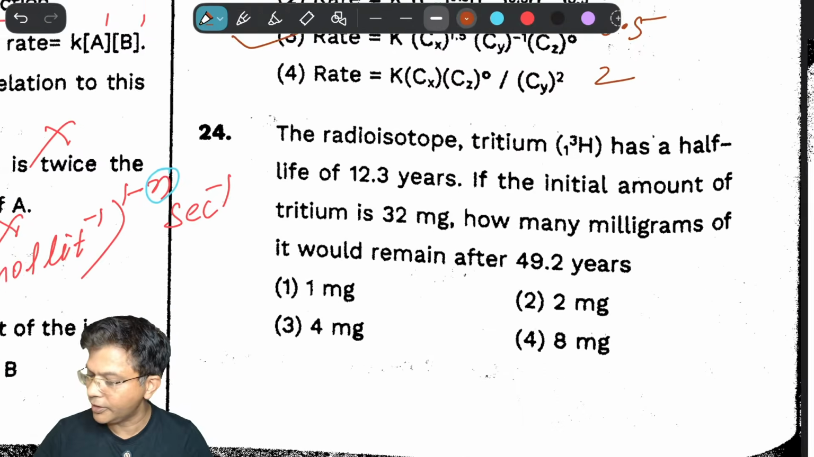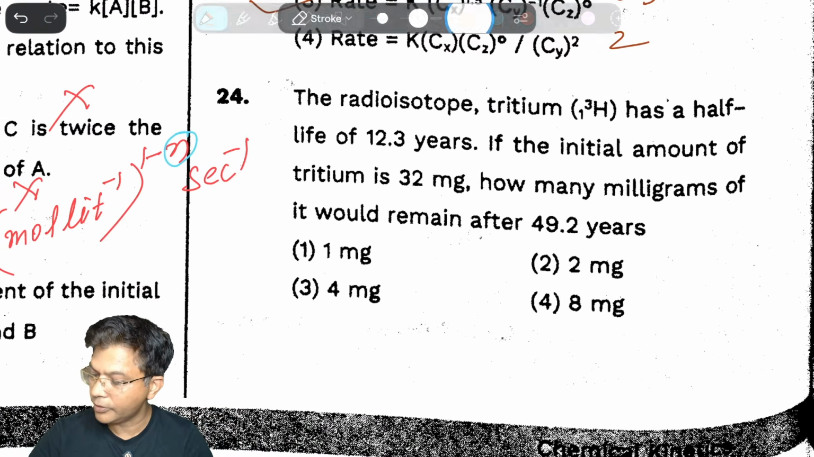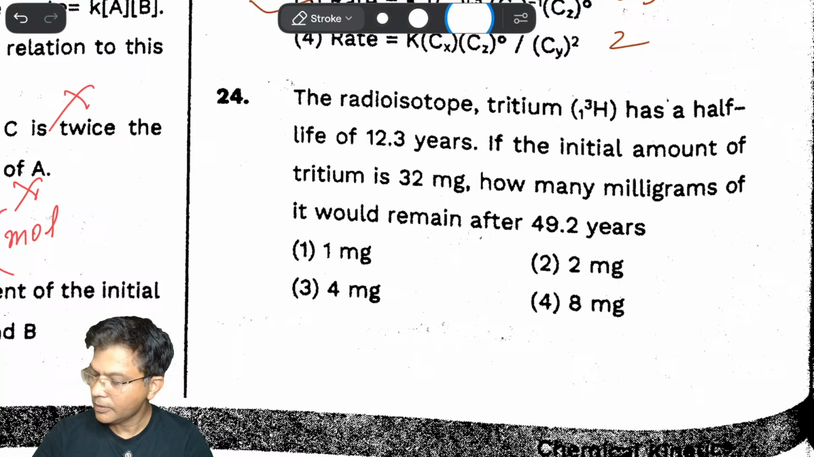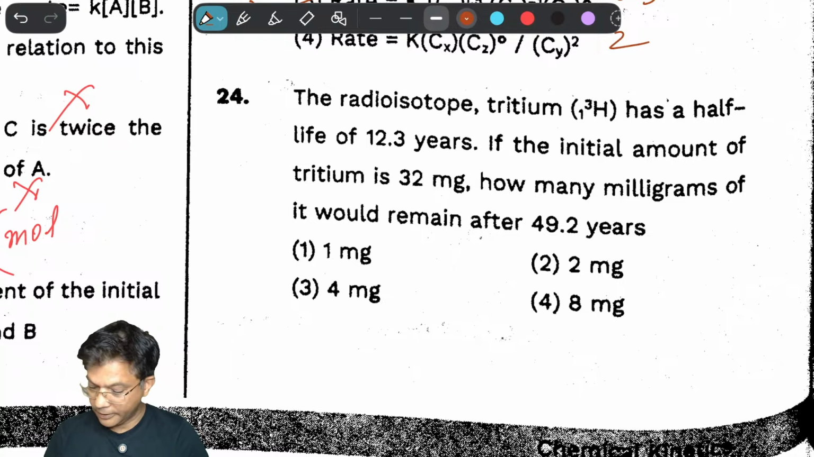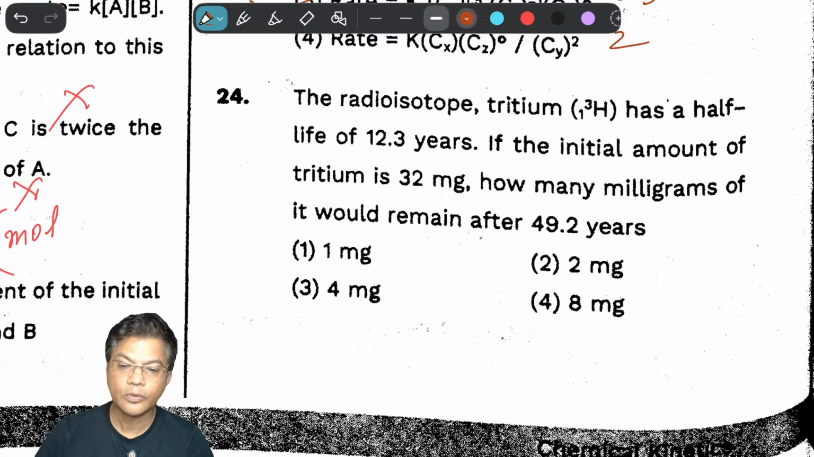Now question number 24. Just see question number 24. The radioisotope tritium has a half-life of 12.8 years. If the initial amount of tritium is 30, how many milligrams of it would remain after these many years? Who will solve it?